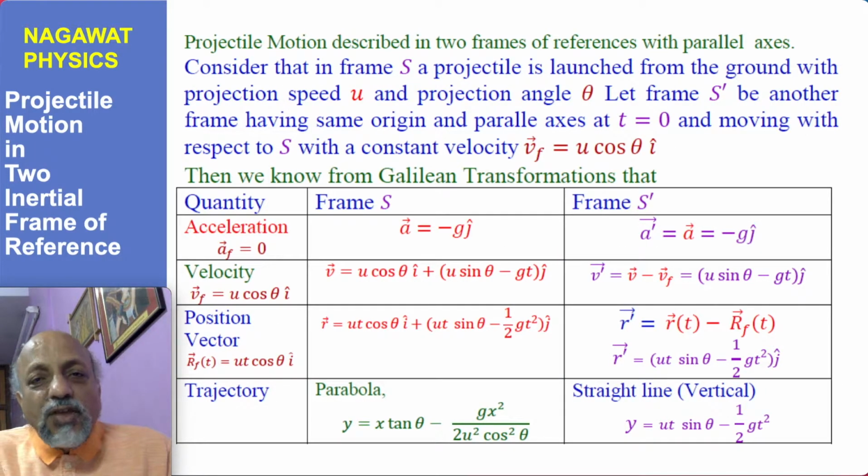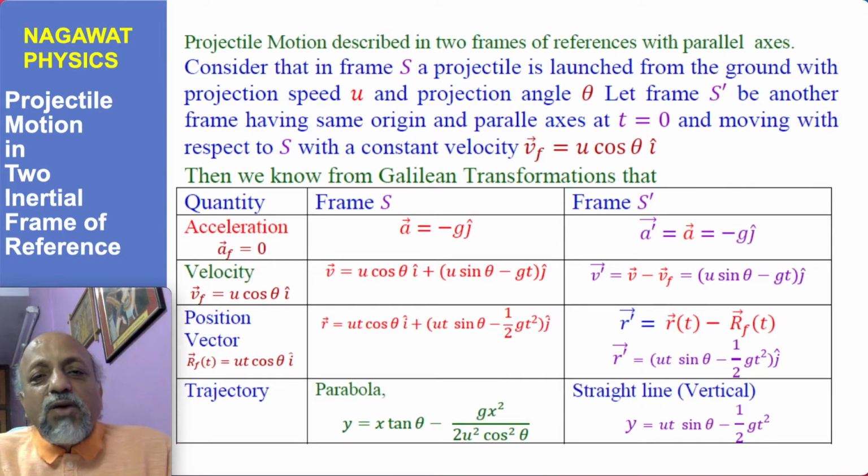Now let us consider an example: projectile motion described in two inertial frames of reference. Consider a frame of reference S in which the projectile is launched from the ground with projection speed u and projection angle theta, as discussed earlier in projectile motion. And let us choose another frame in such a manner that it has the same origin as the frame S.